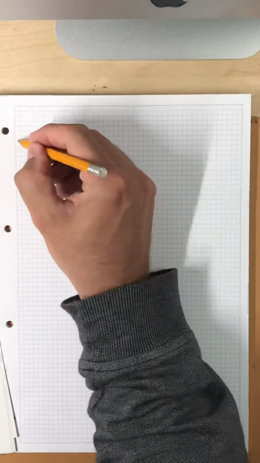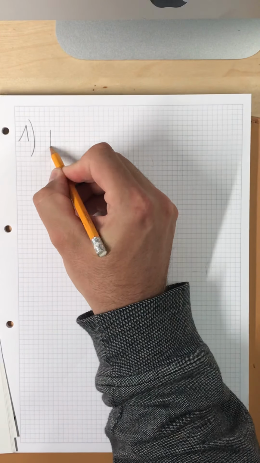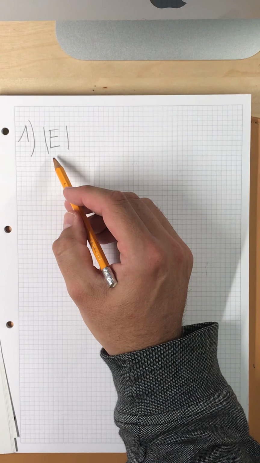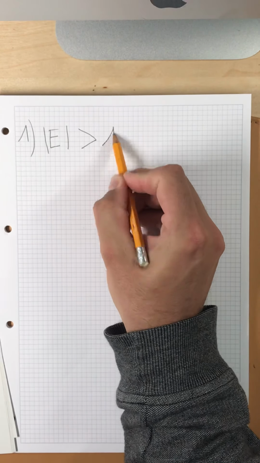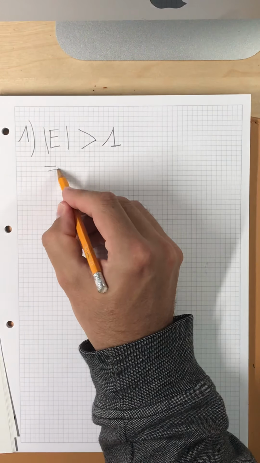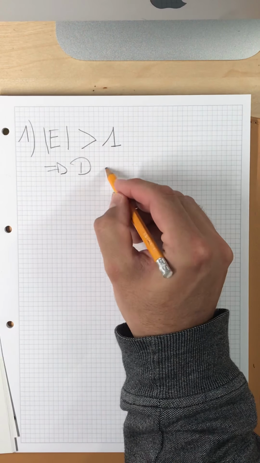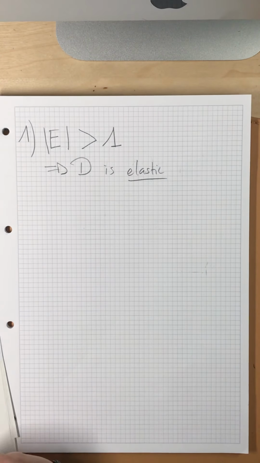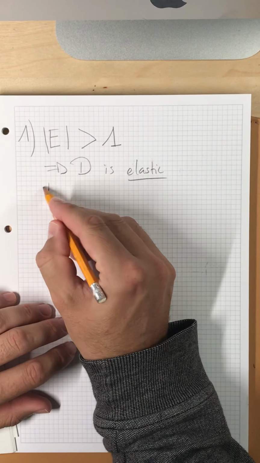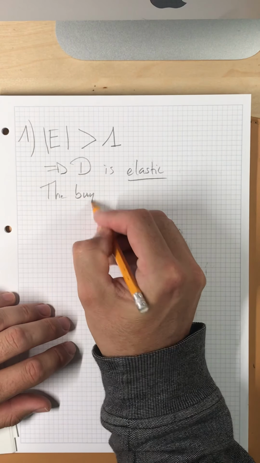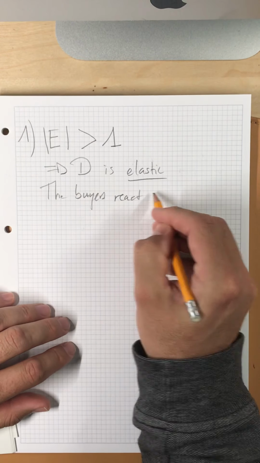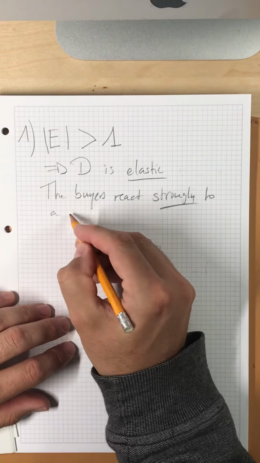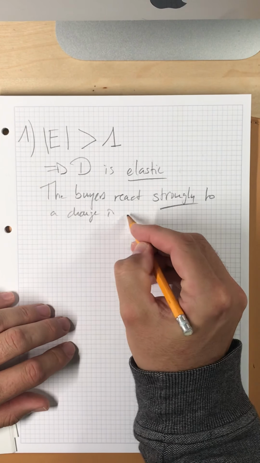So first case is the result in absolute value is greater than 1. So the conclusion is demand is elastic, okay, and we can conclude that the buyers react strongly to a change in price.